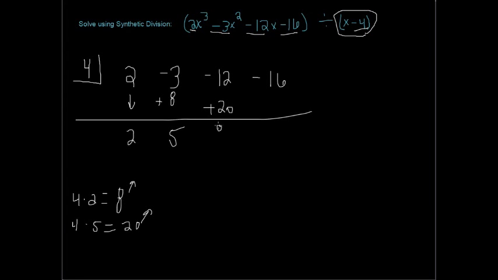Another 8. Now we do 4 times 8, which equals 32. I should probably write it here, 32. That gets brought up one more time, 32. We add those two, and that gives us 16. Now you've got these numbers. What do we do next?